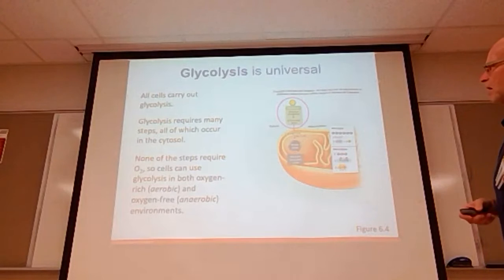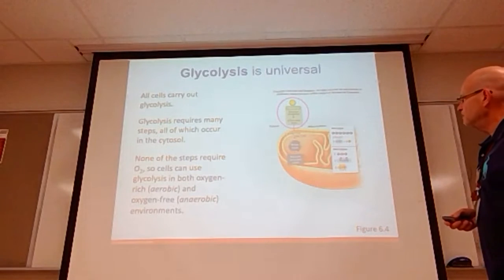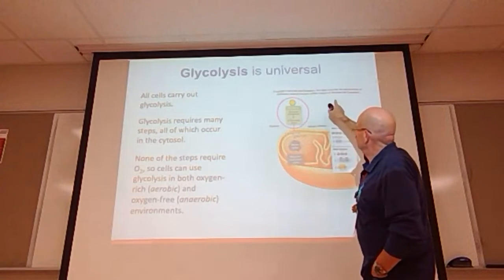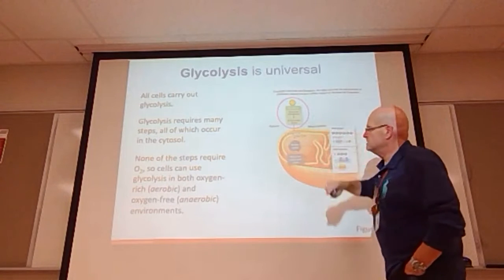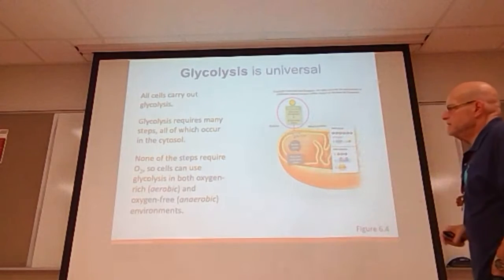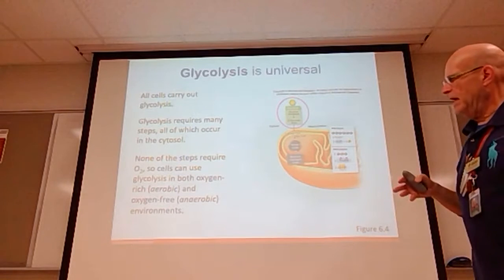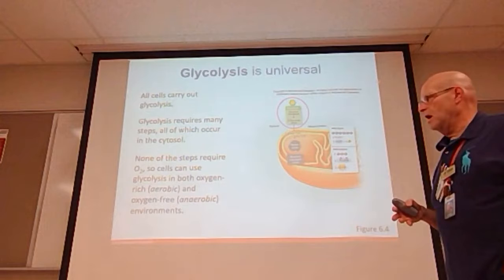It requires many steps, all of which are completed in the cytosol. So it happens, here's the mitochondria. So all of the stuff is out here in the cytosol. Most of the steps require oxygen. So cells can use glycolysis in both aerobic or oxygen-free environments.